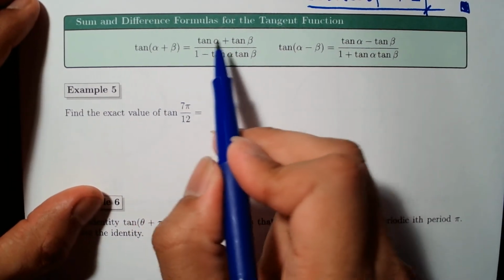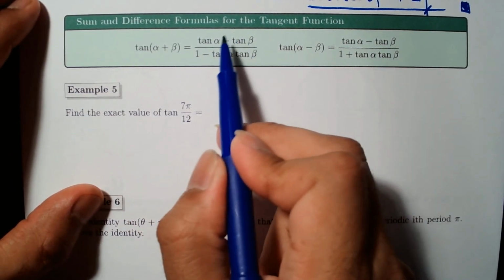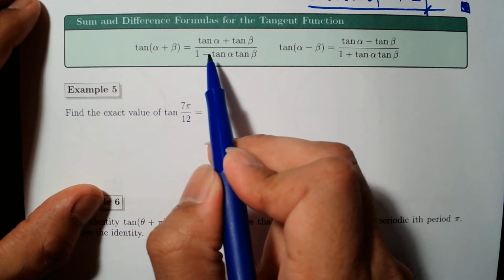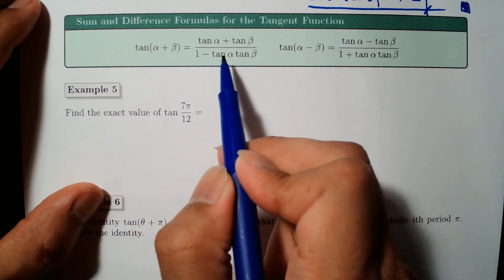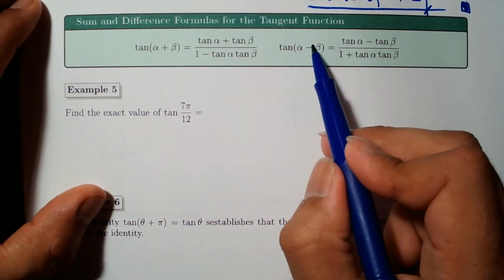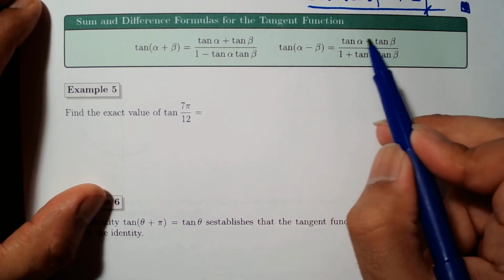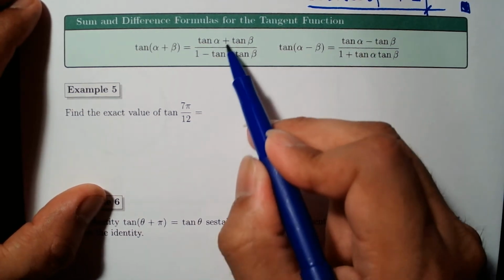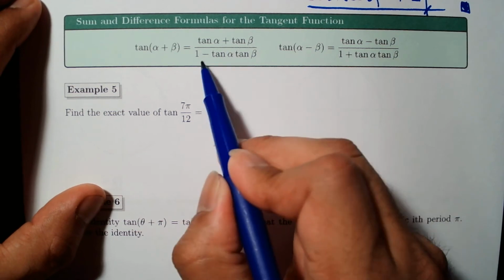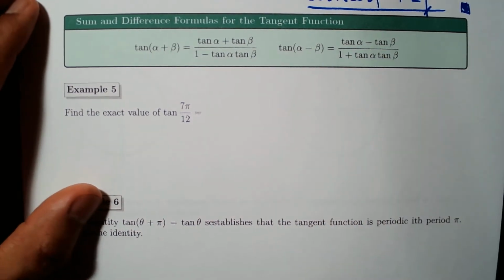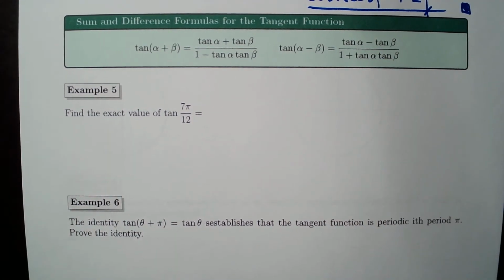So the tangent of alpha plus beta is the sum of the tangents of each corresponding angle over 1 minus the product of those tangents, as opposed to the one with a negative sign. What changes is these two signs: plus, plus, minus, minus, minus, plus. That's all that changes. Essentially, the formulas are exactly the same.